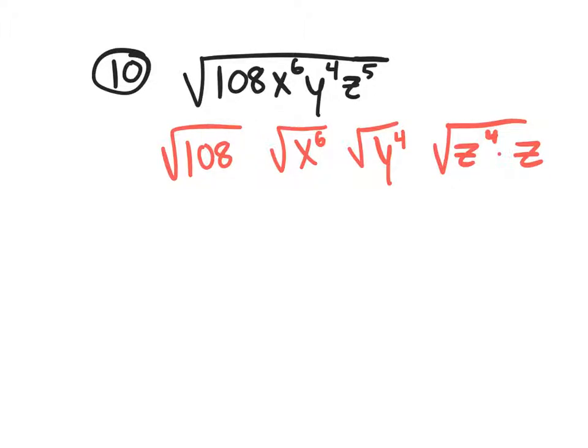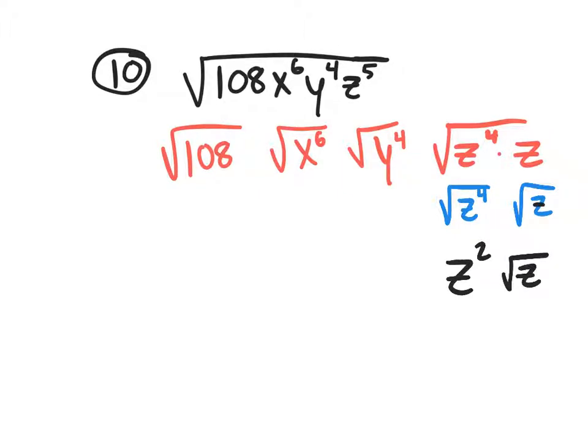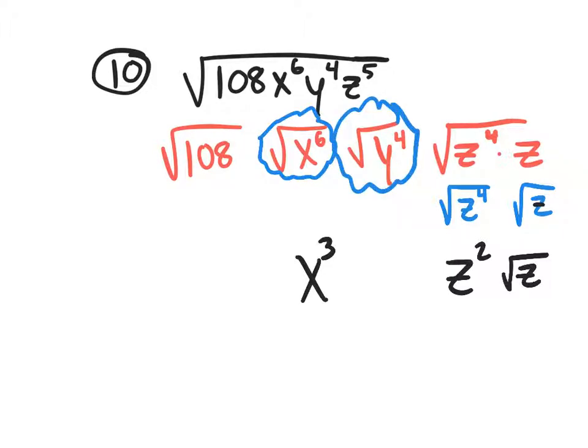So we're going to go through this. Let's do the last part, the z, first. I want to split it, z to the 4th, square root of z. So what is z to the 4th? That's just z to the 2nd. Okay. And the square root of z is still the square root of z. And we're going to put that in the radical answer at the very end. Okay. So let's go to the other ones. This one's super easy. What's the square root of x to the 6th? That's just x to the 3rd. And this one's also super easy. What's the square root of y to the 4th? That's y to the 2nd.